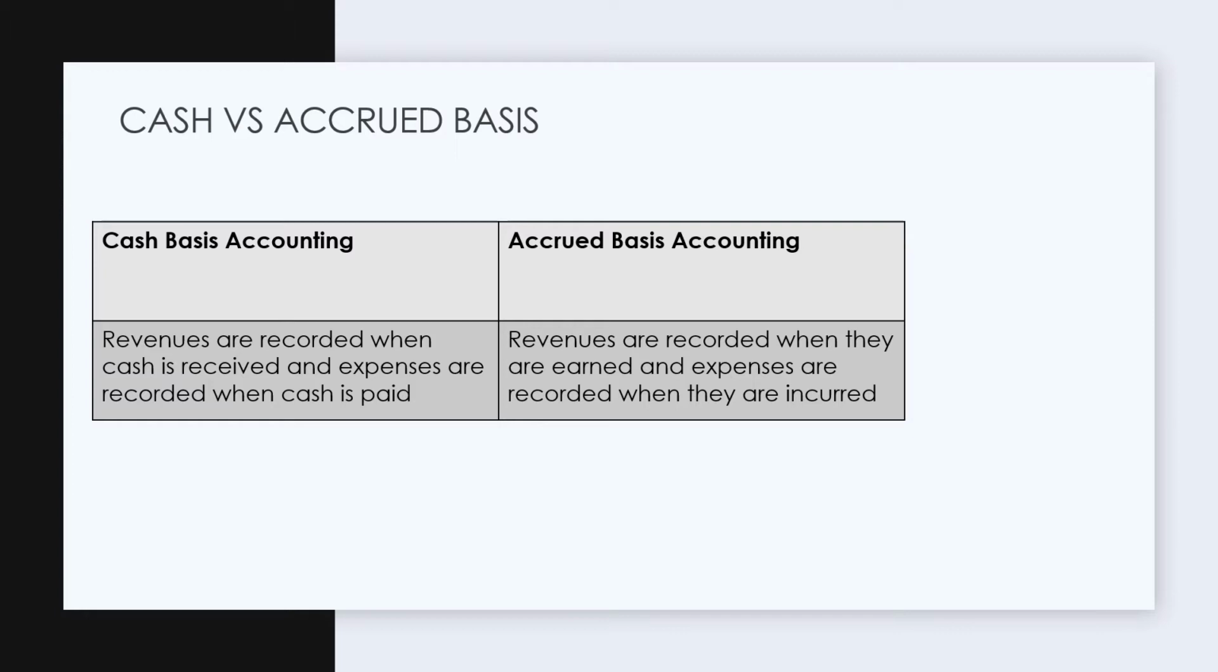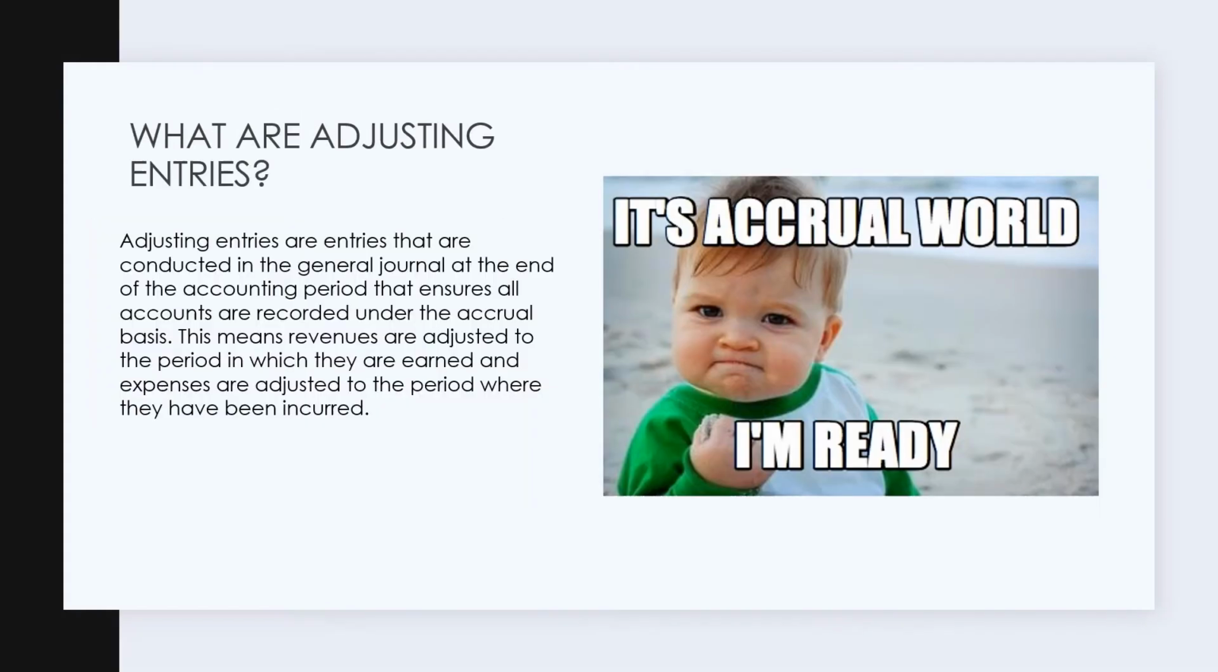The cash basis of accounting records revenues when cash is received and expenses when cash is paid. In the accrual basis of accounting, revenues are recorded when they are earned and expenses are recorded when they are incurred. Therefore, to ensure that all revenues and expenses are recorded accurately under the accrual basis, accounting information systems use something called adjusting entries. So what are adjusting entries?